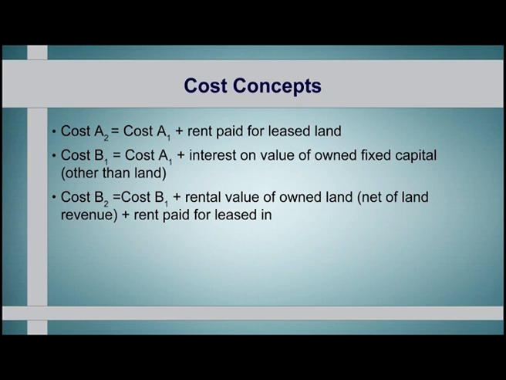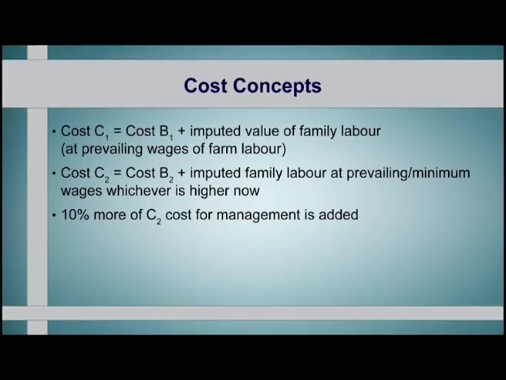Then B2 cost is cost B1 plus rental value of owned land net of the land revenue and the rent paid for leased-in land. The C1 cost will be equal to cost B1 plus imputed value of the family labor at prevailing wages, and C2 cost will be cost B2 plus imputed family labor at prevailing or minimum wages, whichever is higher. Now 10% of C2 is again added for the management of the inputs and the farm as such.